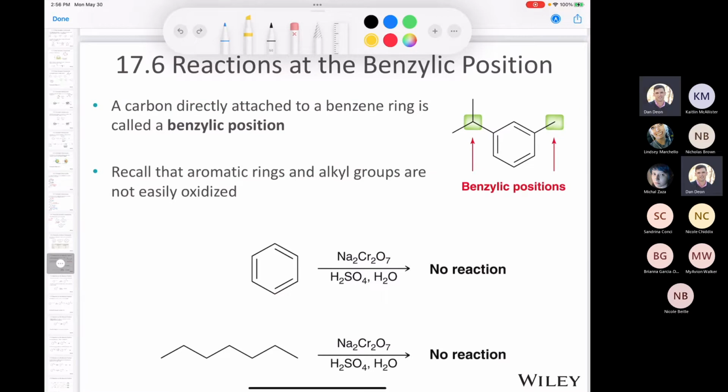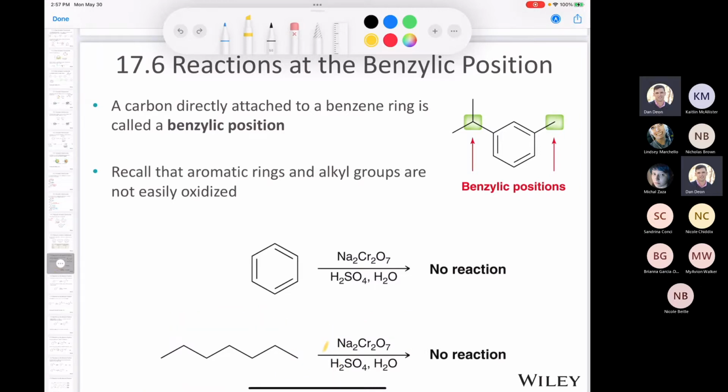Do you remember the Jones oxidation that I taught you earlier on in this class? We talked about taking a primary alcohol and oxidizing it with sodium dichromate, sulfuric acid, and water to make a carboxylic acid. Well, if you were to take benzene and just treat it with those conditions, nothing happens. If you take a straight chain alkane and you treat it with those conditions, nothing happens. However, if you have a proton in a benzylic position, you can get a reaction that's really cool.